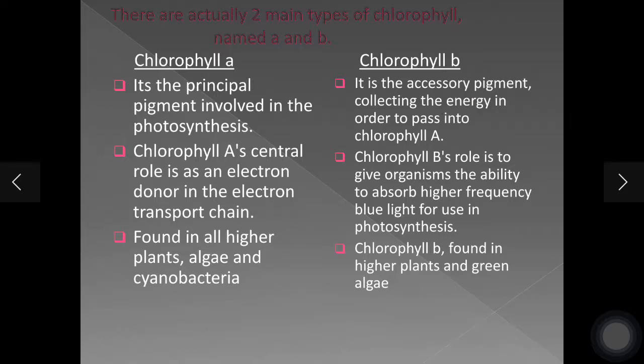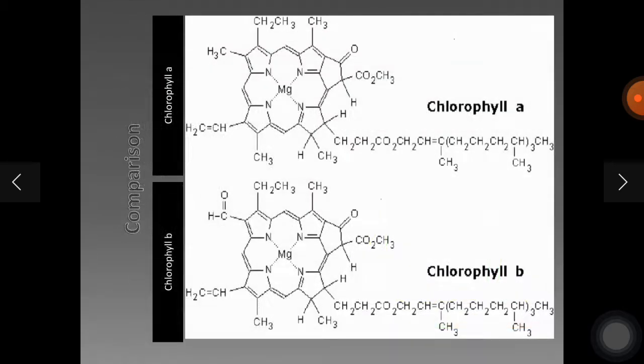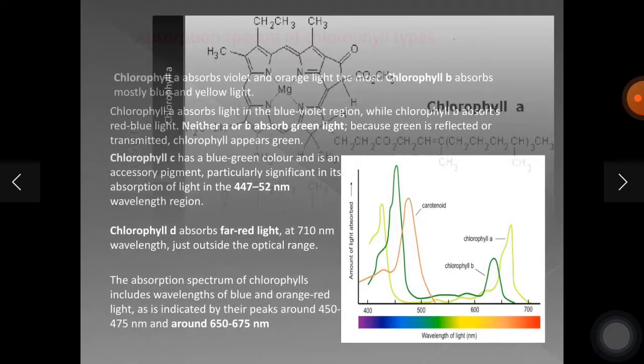Chlorophyll A is found in plants, algae, cyanobacteria, and all the other higher plants, while chlorophyll B is found in higher plants and only in the green algae. There is basically only one difference between the chlorophyll A and chlorophyll B structure, that is on the left side. Chlorophyll A has a methyl group here, and chlorophyll B has an aldehyde group, CHO group. It's the only difference between their structures. The other structure is similar.